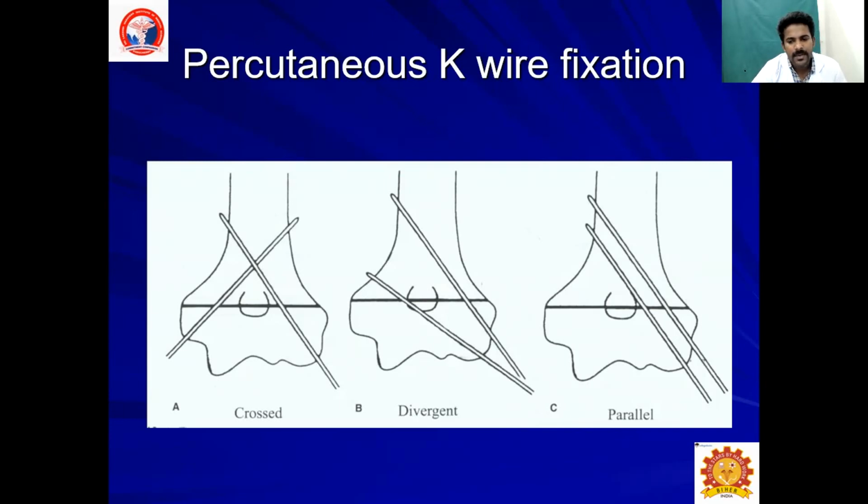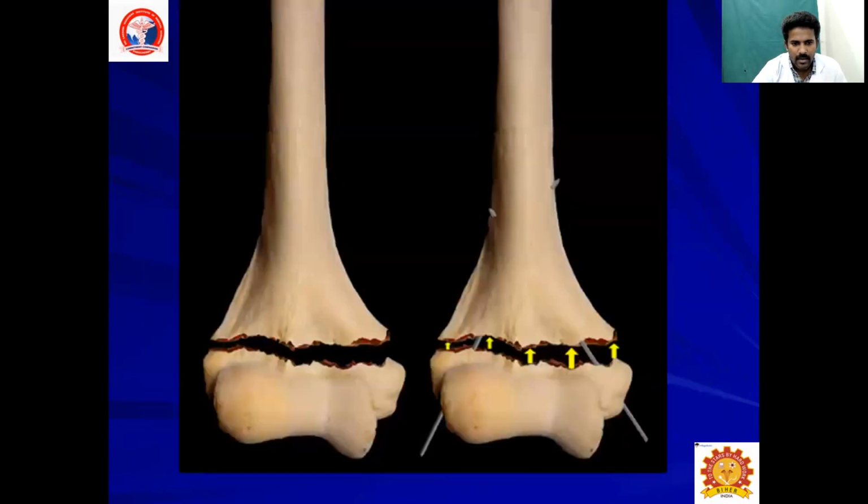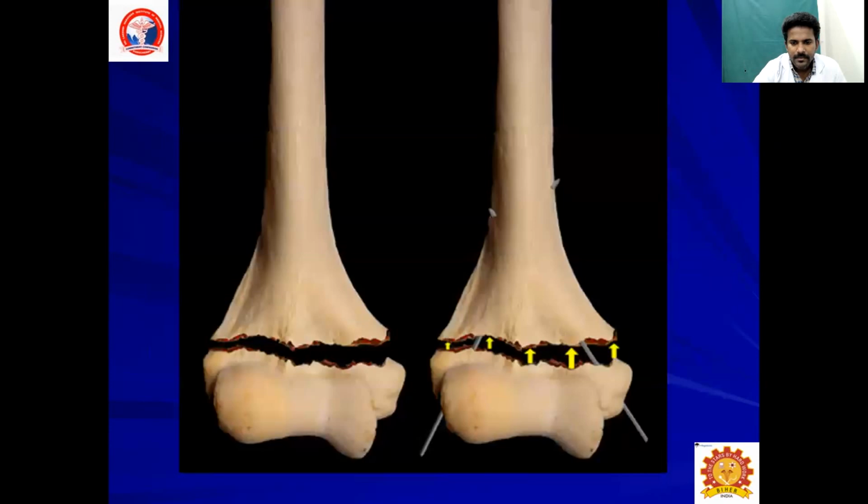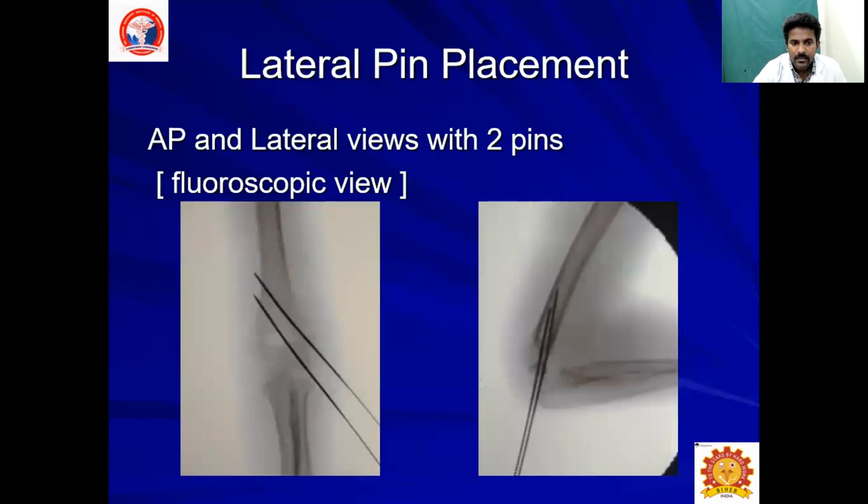Cross pinning, divergent pinning, parallel pinning, any types you can do. Here, see, you are reducing the fracture by using a K-wire. Always see whether the fracture is reduced perfectly or not.